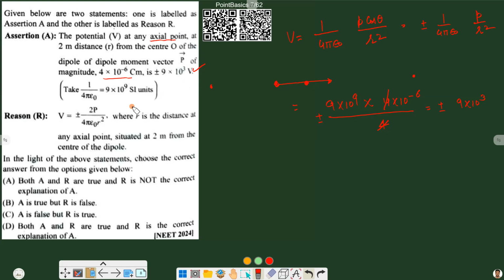Now going to B, the reason, where R is the distance of the axial point situated 2 meter from the dipole. The potential value is given as 2p by 4 pi epsilon naught r square, which is wrong. Actually, the value of potential will be 1 by 4 pi epsilon naught p by r square. So here we have an extra 2 which should not be included in the formula. So the assertion is right and the reason is wrong. So A is right, R is false. Moving to the next question.